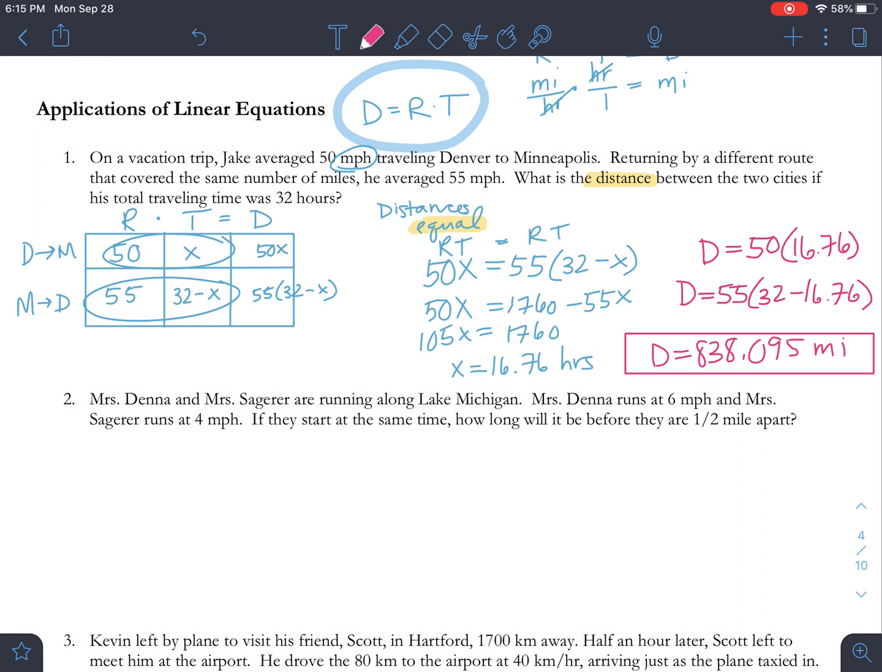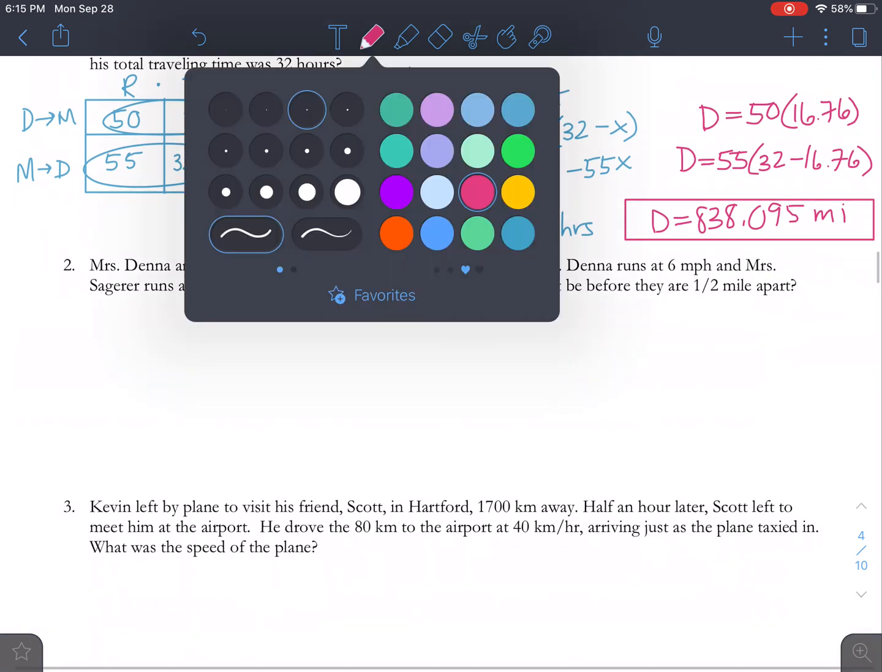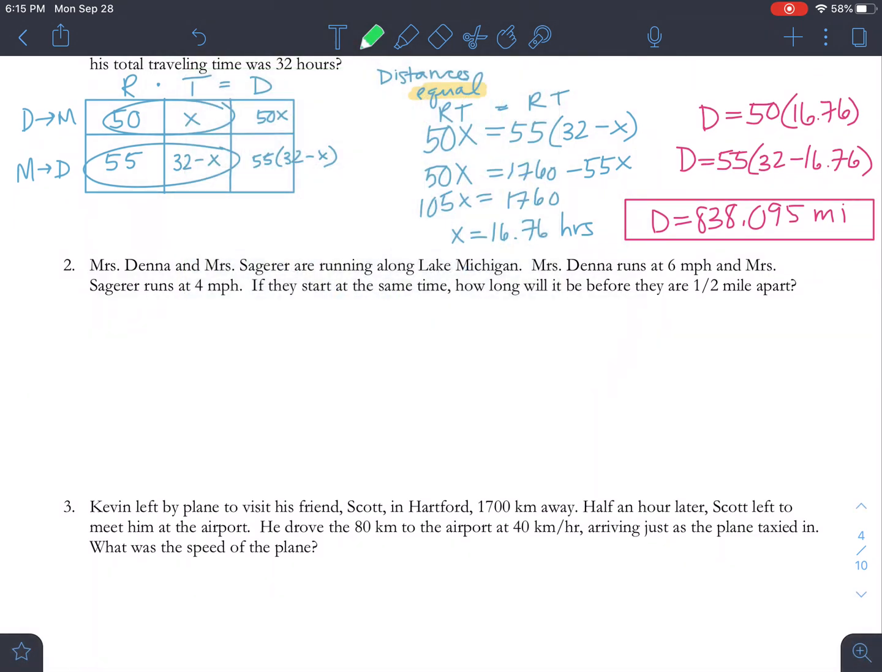Alrighty, guys. So we're going to try a couple more scenarios here to see some different distance problems. That was one where the distances were the same. Okay, here's a situation where the distances are not going to be the same. So, for example, Mrs. Denna and Mrs. Sager are running along Lake Michigan. Mrs. Denna runs at 6 miles per hour, where Mrs. Sager only runs at 4. They start at the same time. How long will it take before they're a half mile apart?